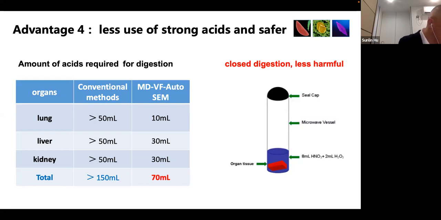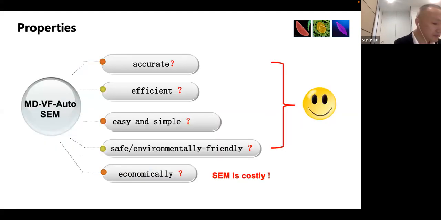With regard to acid use, less than half of the acid amount is needed for microwave digestion, and the closed microwave digestion is less harmful. Therefore, this method is superior to conventional methods in terms of sensitivity, efficiency, simplicity, and safety. The weak point is that SEM is costly.